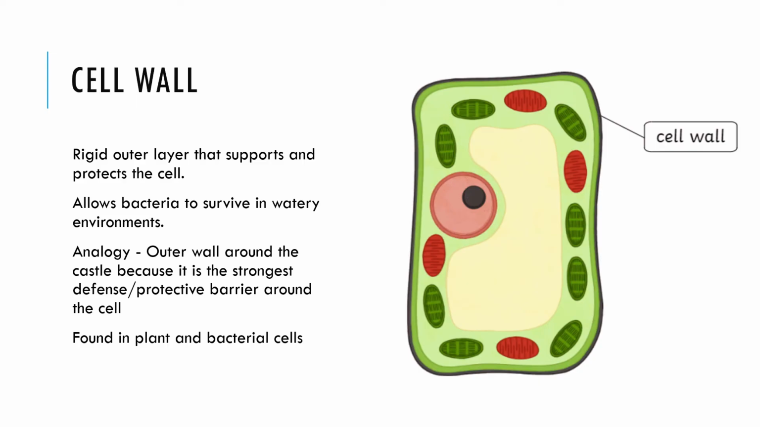Next on our list is the cell wall, and the cell wall is going to be found only in plant and bacterial cells. It is a rigid outer layer that helps to support and protect the cell. An important function of the cell wall in bacteria is that it allows them to survive in watery environments. Without the cell wall, they would not be able to. When we think of a comparison to the cell wall, we can think of it as that strong outer barrier outside of a castle. It's the strongest defense or protective barrier that plant and bacterial cells have.